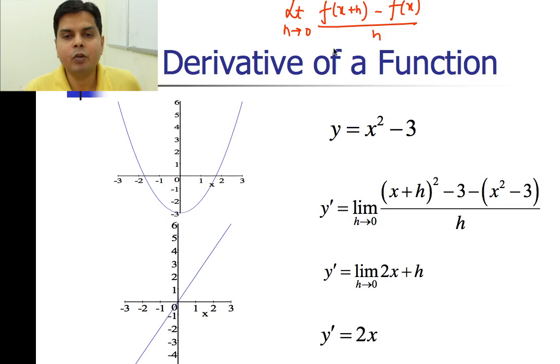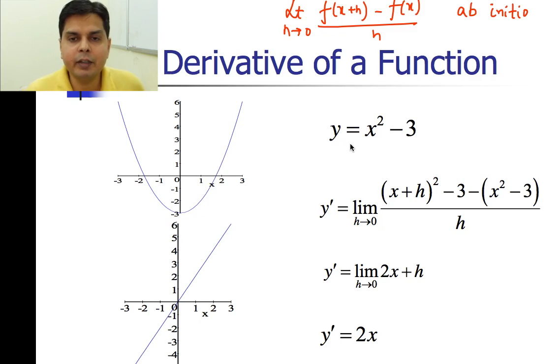When you find the derivative of any function using this principle, it is also called finding ab initio. Ab initio means finding from the first principle. So let's find the derivative of this function y is equal to x square minus 3. So what will be y prime or the derivative? Instead of x, I have to take f of x plus h, so it will become x plus h whole square minus 3 minus f of x, which is x square minus 3.